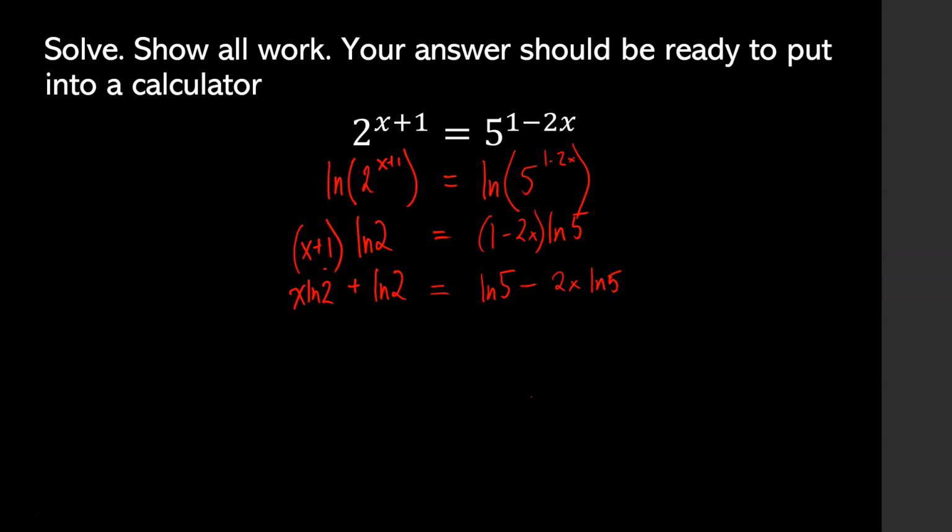Move the x's to the left-hand side. x natural log of 2 plus 2x natural log of 5 is equal to natural log of 5 minus natural log of 2. Factor out the x. What are we left with? Natural log of 2 plus 2 natural log 5, which we'll rewrite into a better looking form.